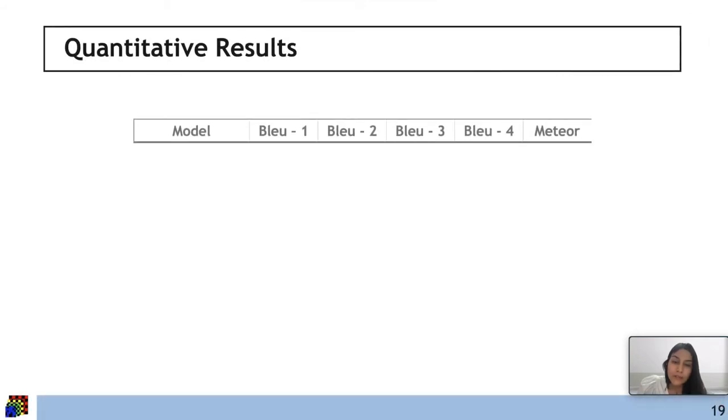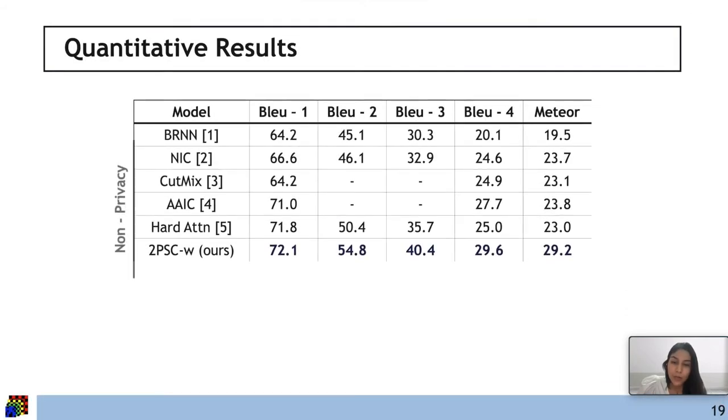To quantitatively evaluate our proposed approach, we use the standard BLEU and METEOR metrics. BLEU 1, 2, 3, 4 scores indicate how similar the candidate text is to the reference text, with values closer to 100 representing more similar text. The METEOR metric scores output captions by aligning them to a set of references.